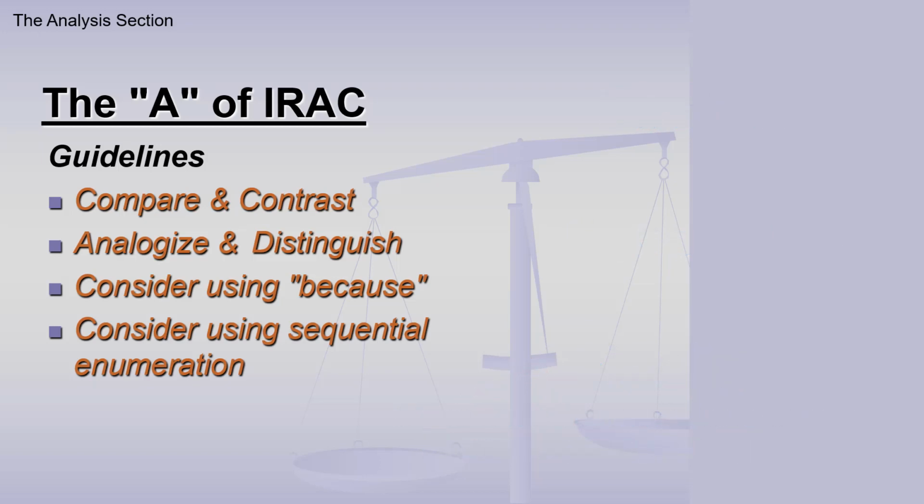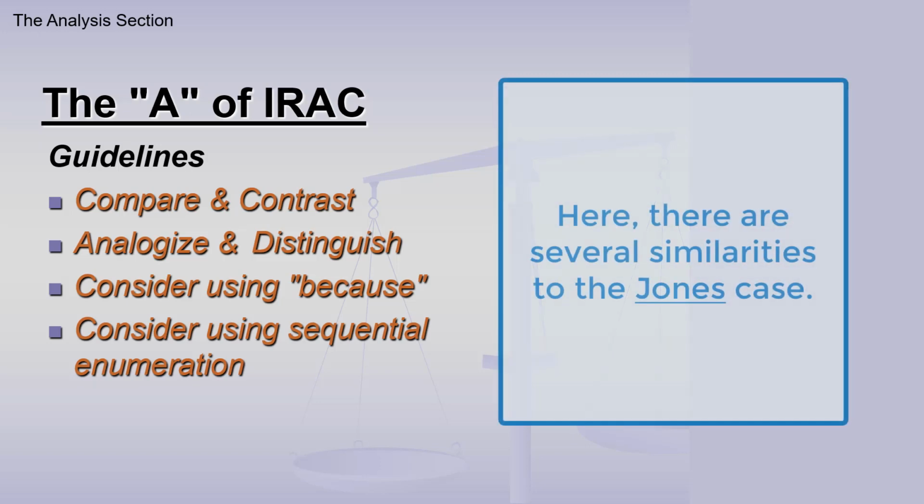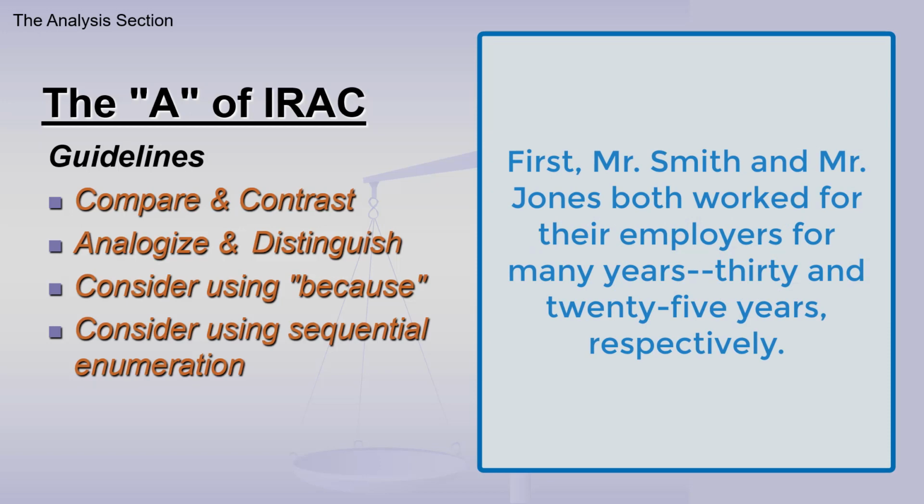For example, suppose we had a client, Mr. Smith, who was involved in an age discrimination case, and we were writing the A of IRAC. Suppose further that we've discussed a precedential case, the Jones case, in the R of IRAC. We might start the A of IRAC with a topic sentence that says, here, there are several similarities to the Jones case. Then we might go on to say, first, using sequential enumeration, Mr. Smith and Mr. Jones both worked for their employers for many years, 30 and 25 years respectively.